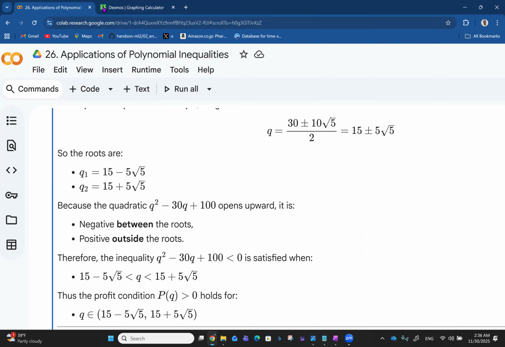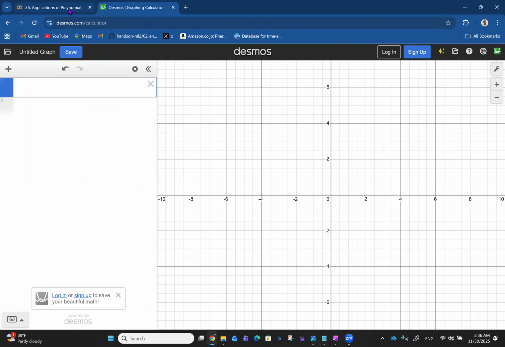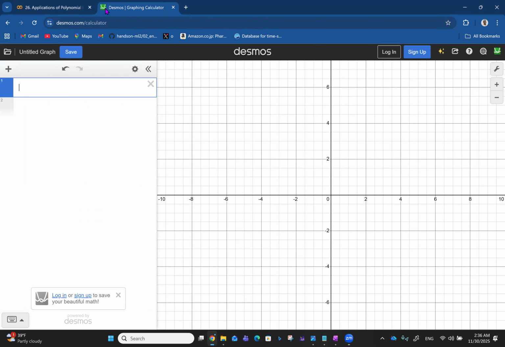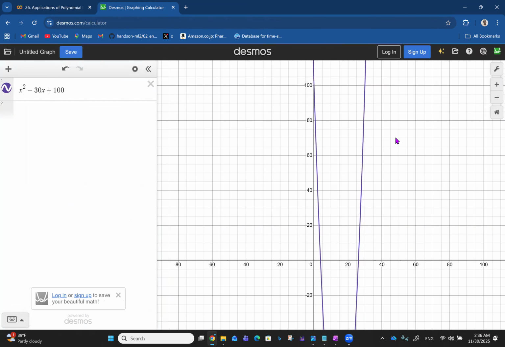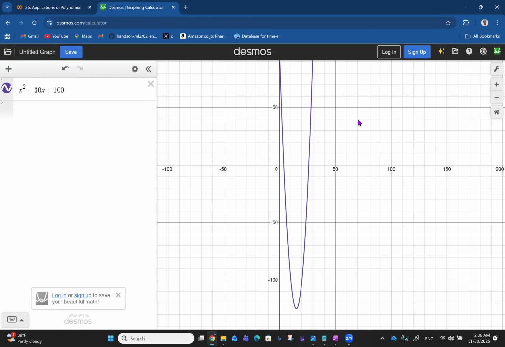Q squared minus 30Q plus 100. We know we have to use X here. X squared minus 30X plus 100. Okay, so this is what we have. Here you see that the positive parts are in all these places.